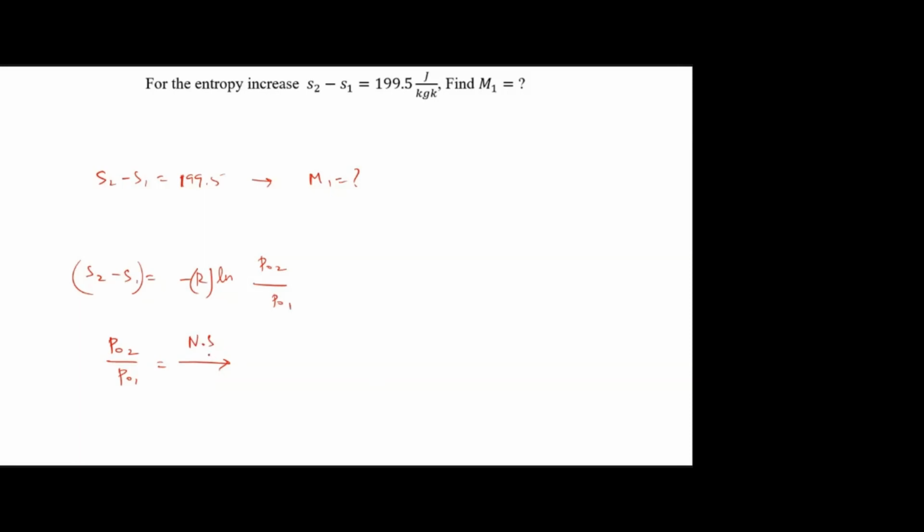Very good. So we can go to the normal shock table. We can find corresponding M1, M2, P2 by P1, T2 by T1, P02 by P1, everything. They are asking only M1. Okay, very good. So this is the relation, from that they are finding P02 by P01. So 199.5, this is 287. We are getting this ratio. Then from the table, they are finding M1 is 2.5.